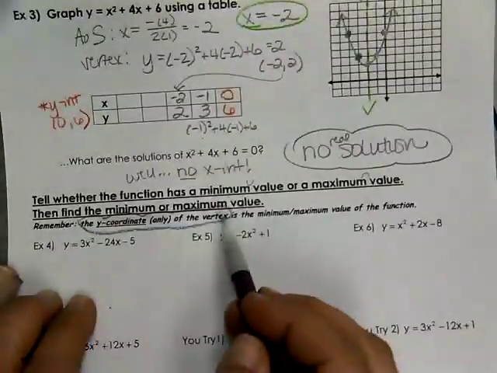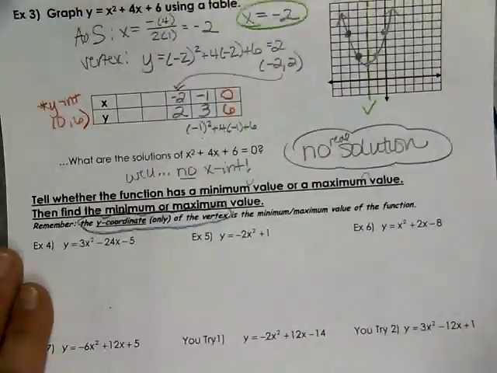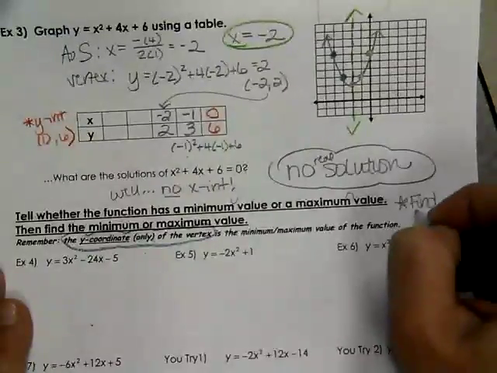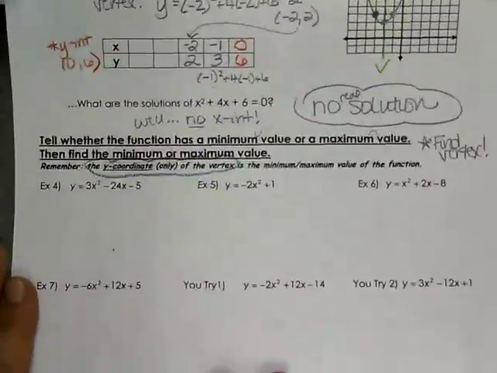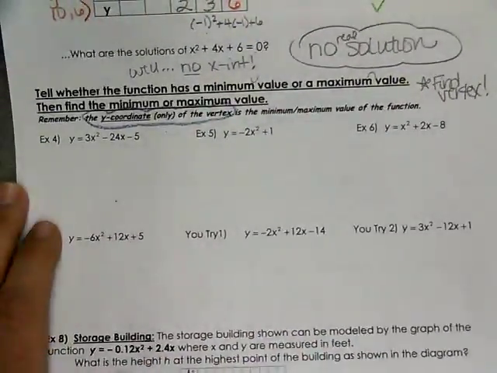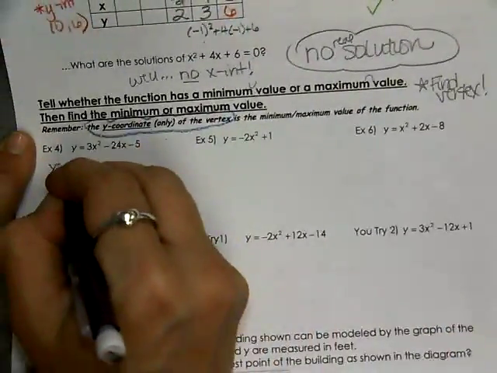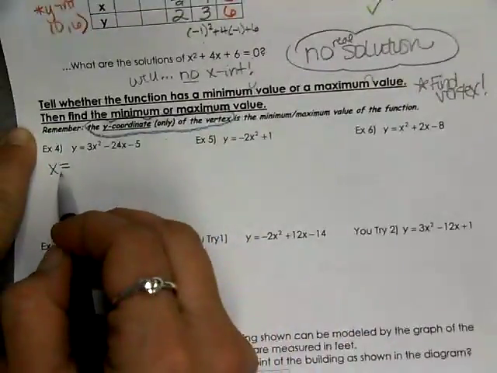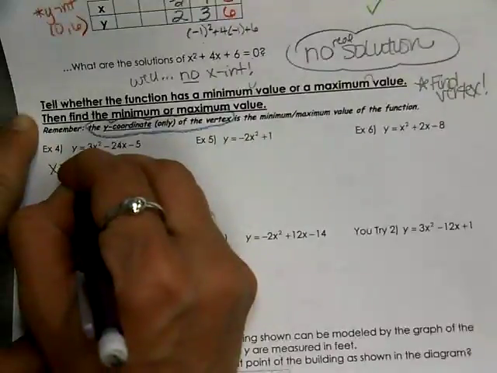So that means we need to find the vertex in each of these cases and then look at the y value. All this is asking you to do for the min and max is to find the vertex, but we just list the y-coordinate as the solution. Before we find the vertex, we usually find the axis of symmetry, right? The axis of symmetry is the x-coordinate of our vertex.